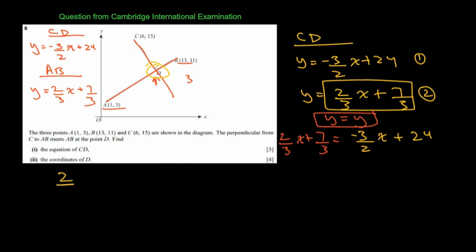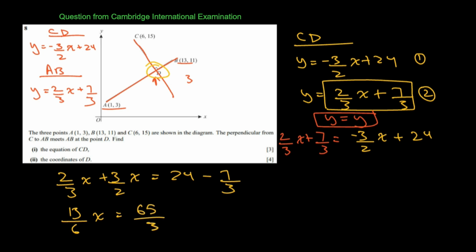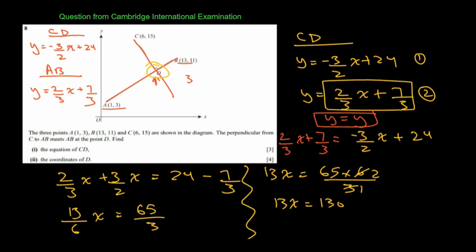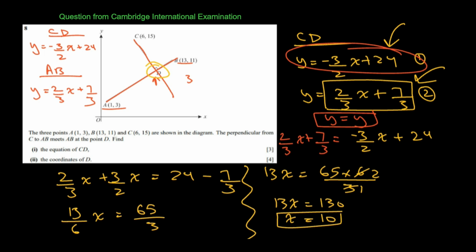Now rearrange the equation. 2 over 3x plus 3 over 2x equals 24 minus 7 over 3. So 13 over 6x equals 65 over 3. So 13x equals 65 times 6 divided by 3. 3 ones are 3 and 3 twos are 6. So 13x equals 130 and x equals 10. Now you have the value of x, and you can use either equation 1 or equation 2 to find the value of y.